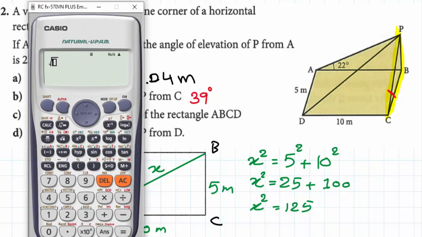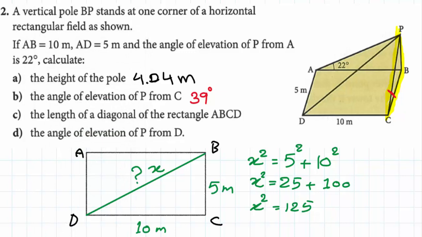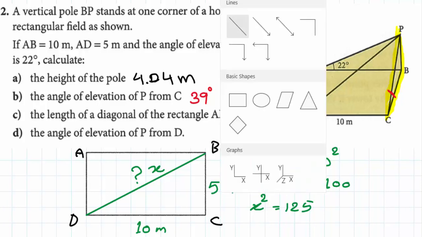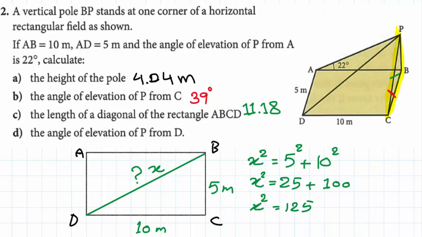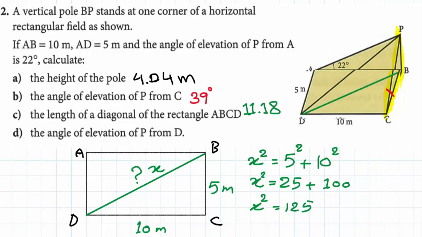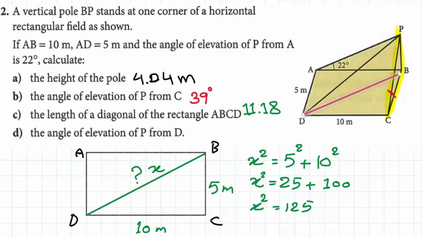Now to get rid of this square, we need to take the square root of 125. The square root of 125 is equal to 11.18. So x, the length of the diagonal, is 11.18. Now the angle of elevation of P from D. It means we need to find this angle, which is between D and P.